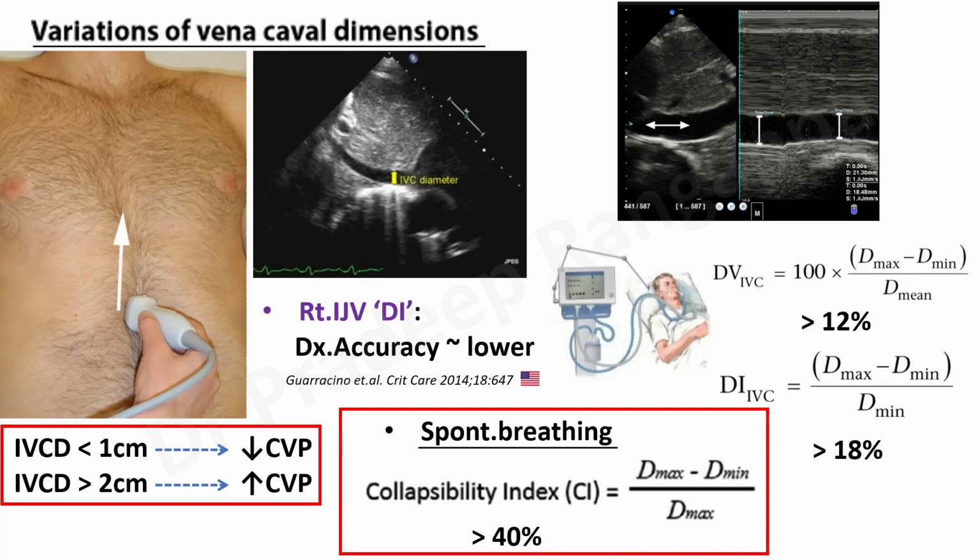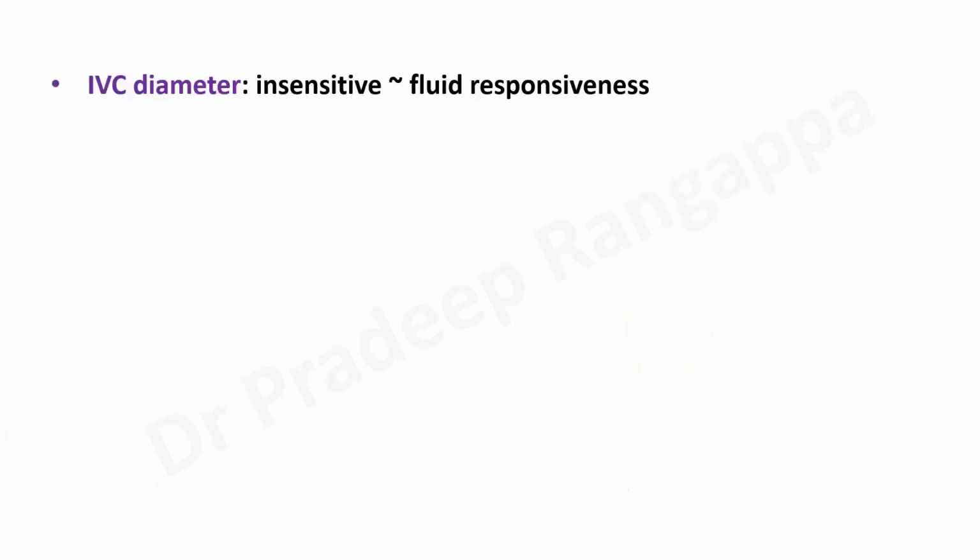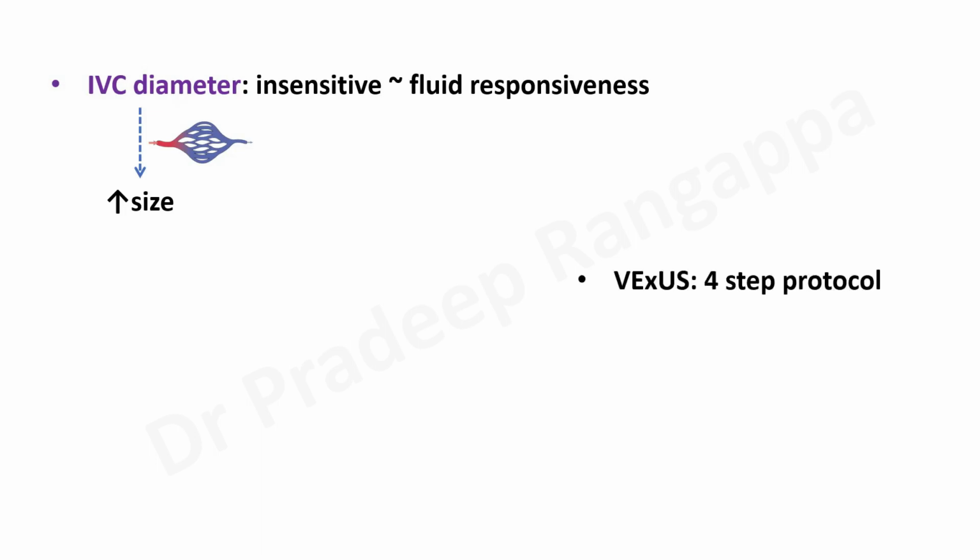Now, where does the question of VExUS come in? Some of the pitfalls of IVC diameter: one could argue that in a spontaneously breathing patient, it may not be very sensitive in assessing fluid responsiveness. And if the IVC diameter is more than 2 centimeters, it reflects venous congestion, so there is more venous congestion within the organs. This is what led to the origin of the concept of venous excess ultrasound, which is a 4-step protocol.